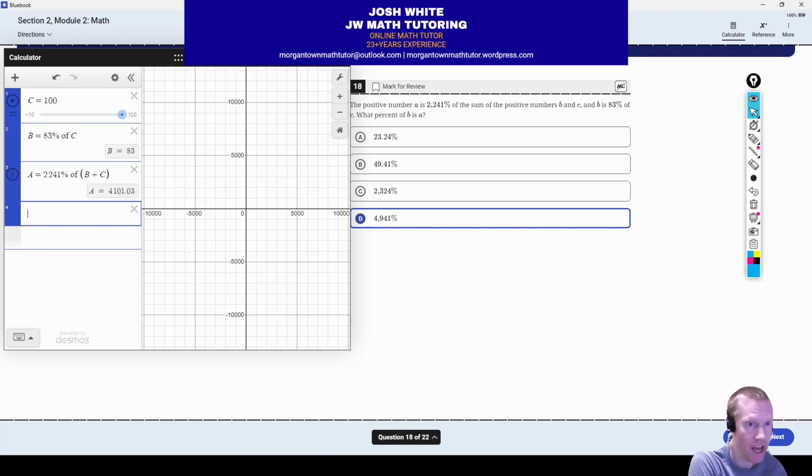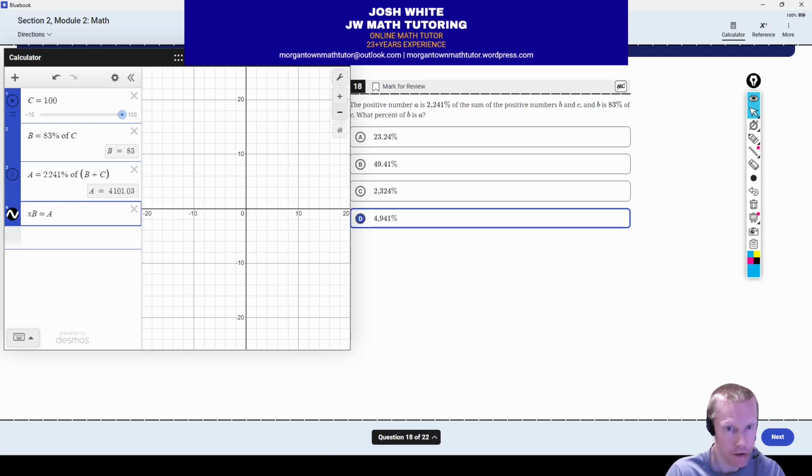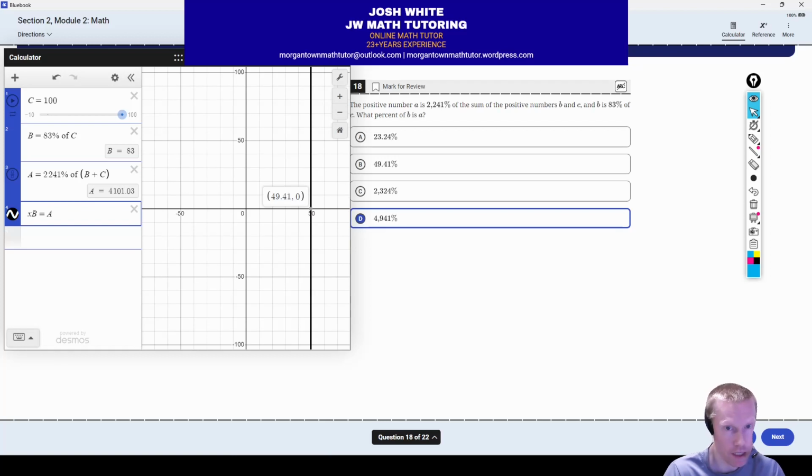You could also have done basically just use X times B equals A. And then notice, let me just zoom back in here and zoom out a little. If you do it this way, it gives you the decimal value, which is 49.41. Then you just have to remember to convert it to a percentage. Multiply by 100, move the decimal over twice, and you get the same answer, 49.41%. So this is how you can do the problem by using picking numbers. And again, you can do the entire thing in Desmos, just going step by step by step.